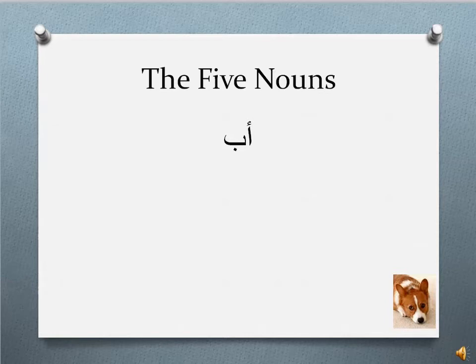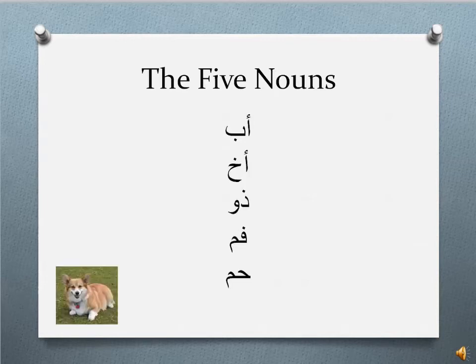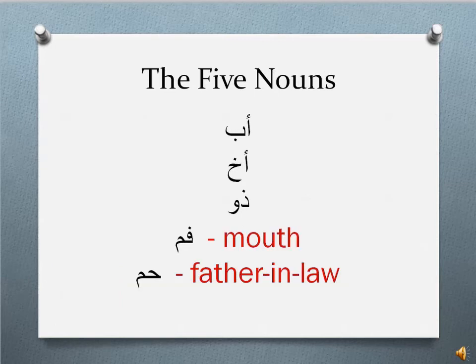The first one is Ab. The second one is Akh. Third one is Dhu. We will talk more about that later and what it actually means. And the last two are Fam and Ham. And these mean, respectively, mouth and father-in-law.